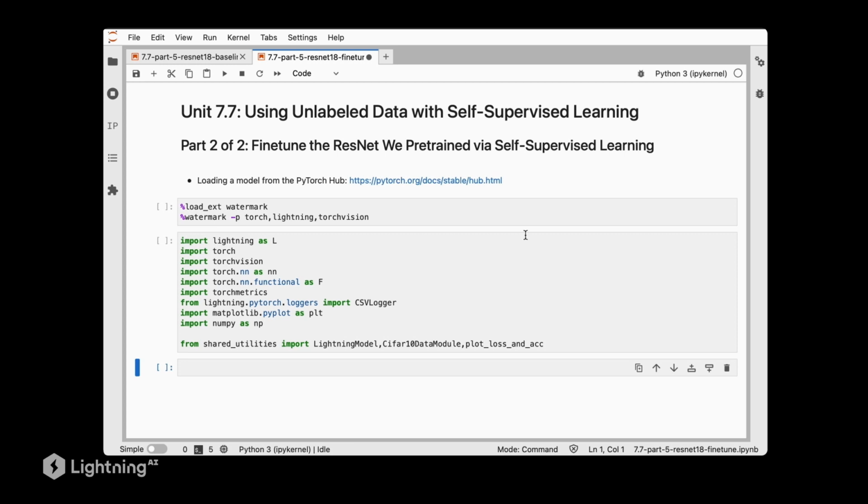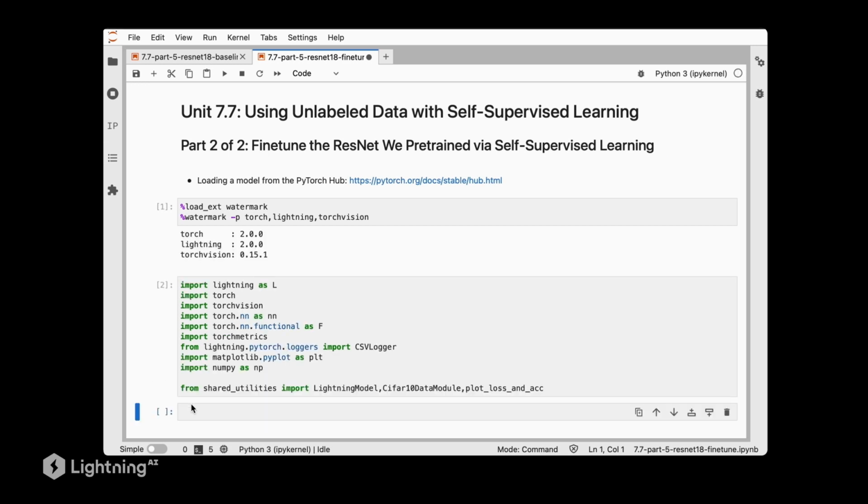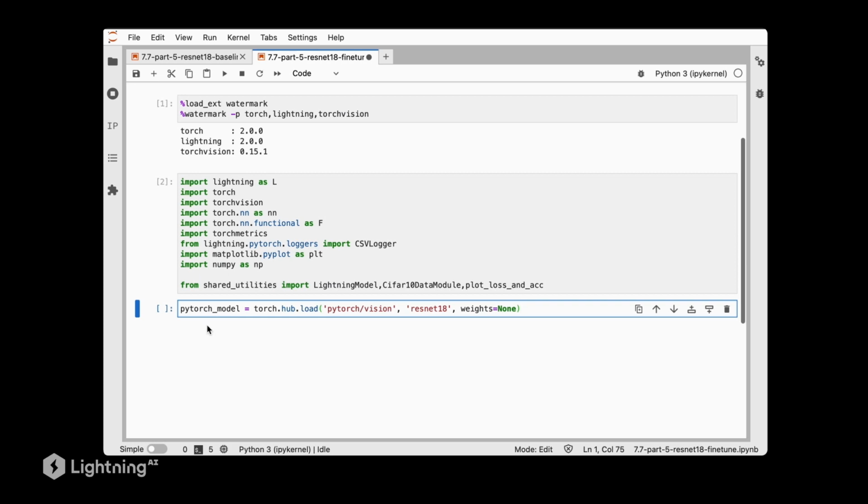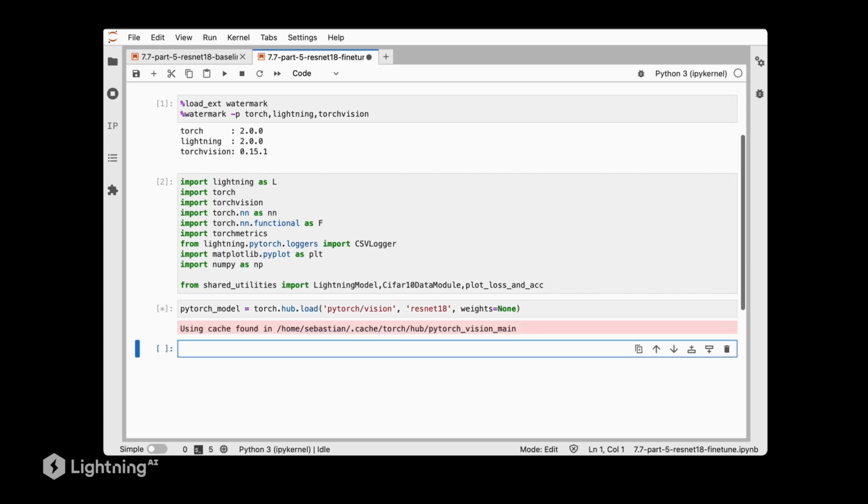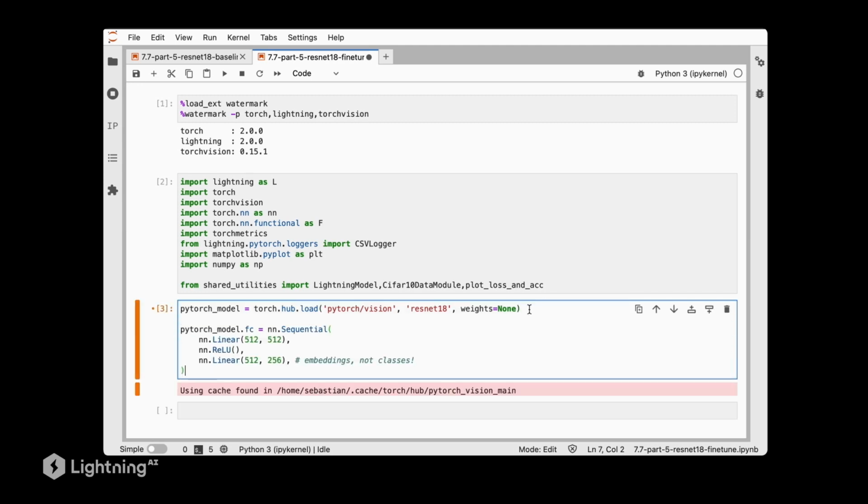So here I have a fresh notebook where we are now going to load the model that we pre-trained with SimCLR in video 7.7 part 4. As usual, we start with the package loading, and then we use again the Torch Vision Hub to first load the architecture. Since we saved the model in the previous video with a state dictionary approach, it will only save the model weights. This is recommended, by the way, for compatibility reasons, but this requires us to also load the architecture first, so we have to replicate what we had in the previous notebook.